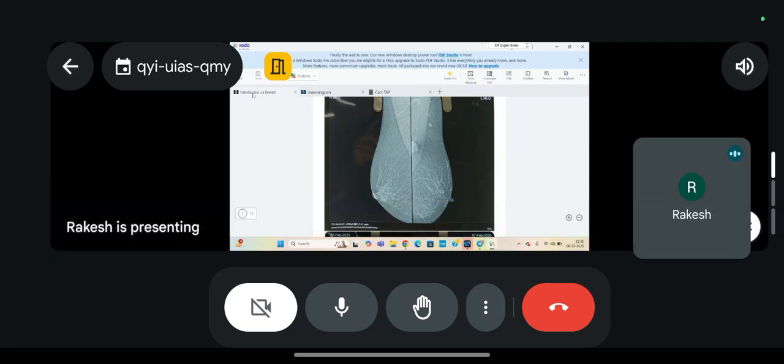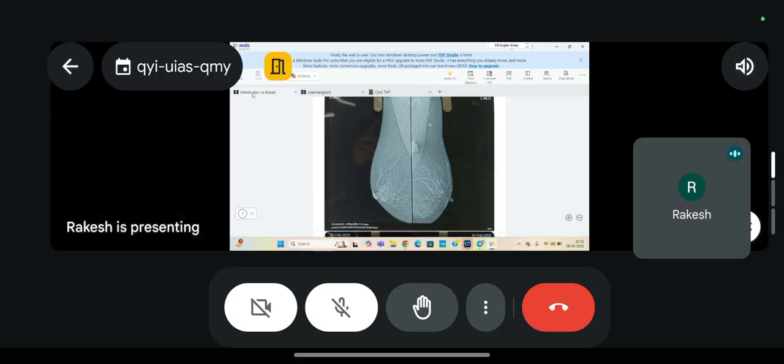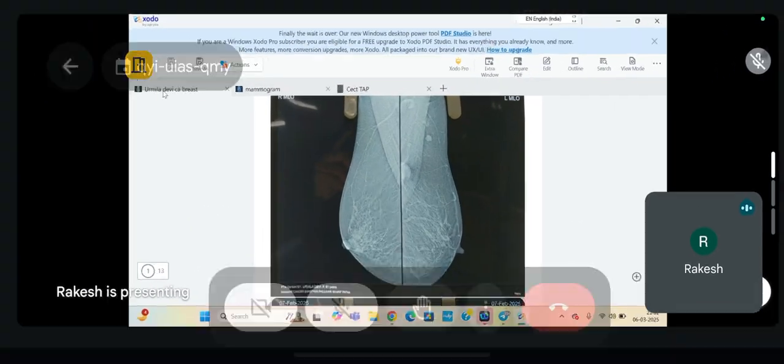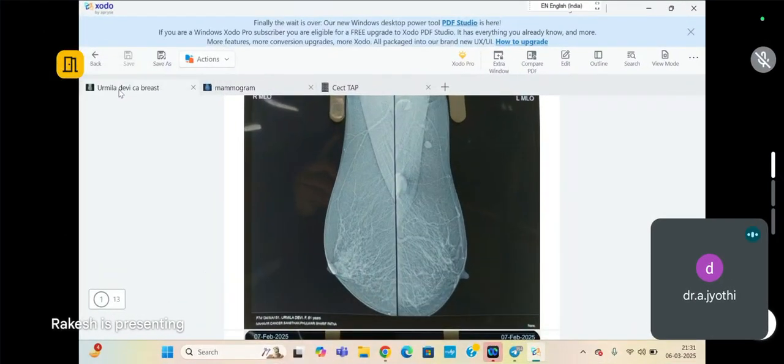Then what about other characters? Size and shape are over. Next, thickening of the cortex. Then from the cortex you go inside: loss of fatty hilum. Then texture like heterogeneous, homogeneous, and necrosis. Increased vascularity. So these are all the things you see.